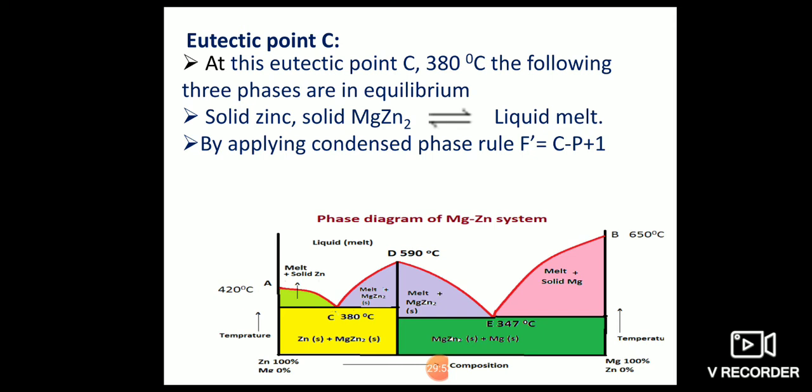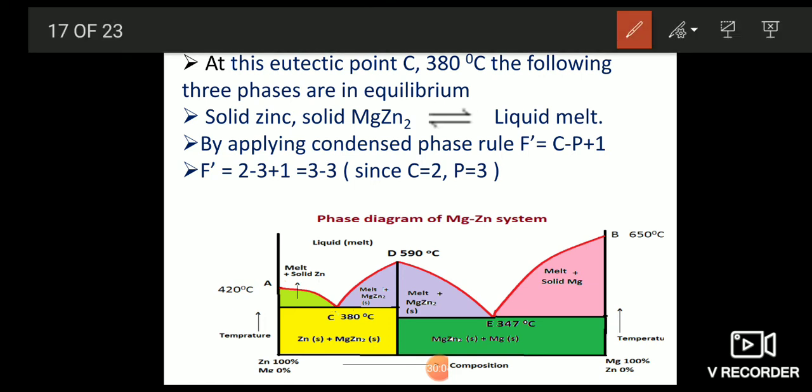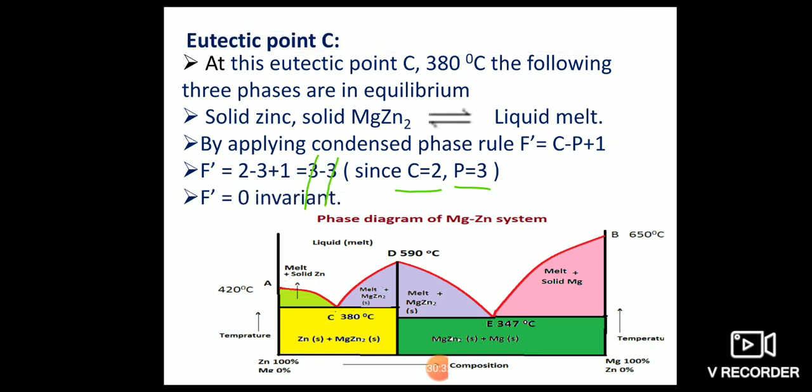By applying the condensed phase rule, F dash is equal to C minus P plus 1. Now the number of phases is 2 solids and 1 liquid, that is 3. To denote all these phases, solid zinc, solid MgZn2 and liquid melt, which two chemical formulae do we need? Zn, Mg. That's why the number of components is 2. So F dash is equal to 2 minus 3 plus 1, that is 0. F dash is equal to 0, invariant.